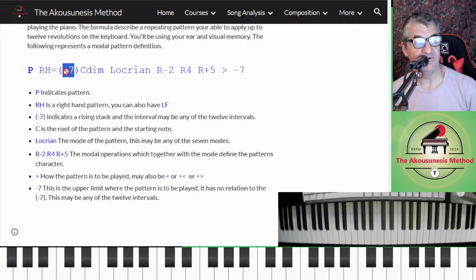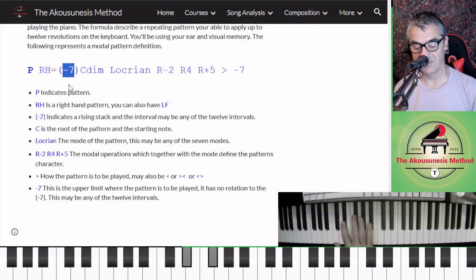So the number in here is an interval. It can be any of the 12 intervals. That's where we are going to repeat the pattern. So for instance, with this one, we started on C. So what's a minus 7 from C? There's C, there's a minus 7. So the first pattern is going to be, then the next pattern, we're going to be here. Minor, minor, minor, right? Major.